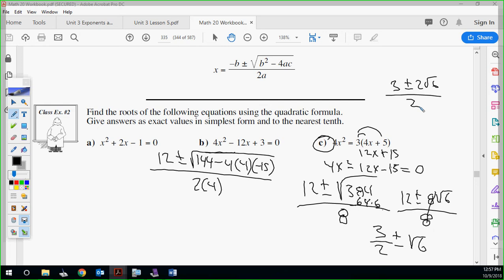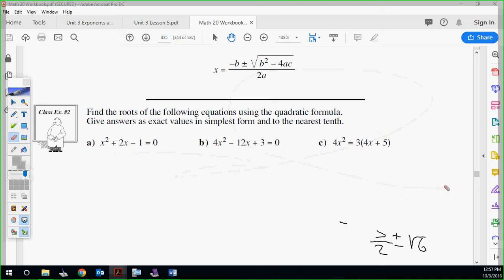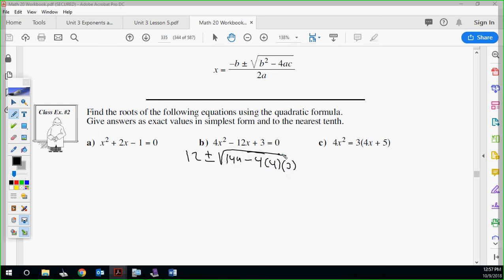I'll pause the video. Try B, see how far you can get. Okay. All right, good. So again, identifying your letters is the first step. Some of you guys messed that up to start, but that's okay. Comes with practice. Opposite of B is a positive 12. So we're going to put positive 12 first. Plus or minus square root of B squared, so 144 minus 4 times, okay, like that. All over 2 times 4.